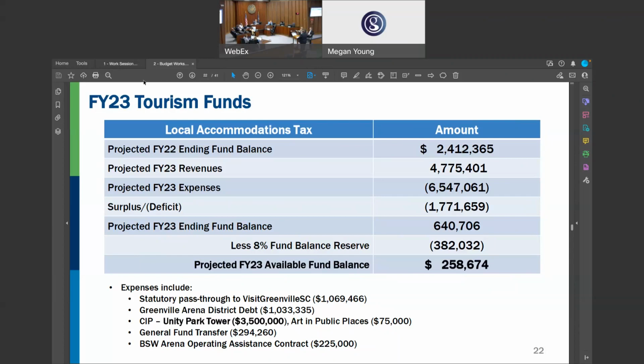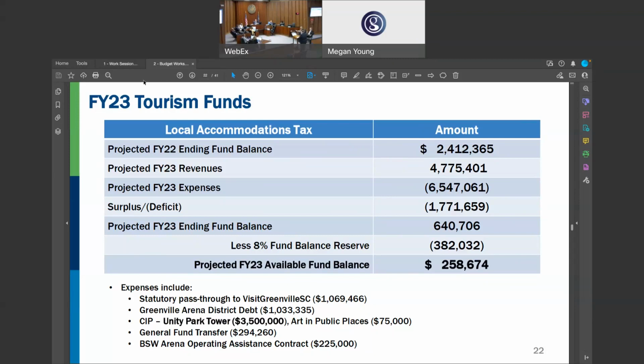This money has some legally prescribed uses. About 25% goes straight to Visit Greenville SC as a pass-through. And the remaining 75% is pledged to cover debt on the Bon Secours Wellness Arena. That debt retires in 2027. As time has passed and that debt has been paid down and our A-tax revenues have grown, we get to keep the surplus, and so we use that for tourism-related projects.